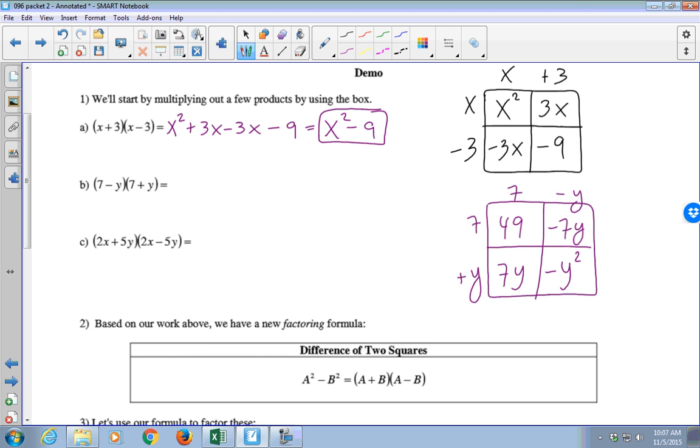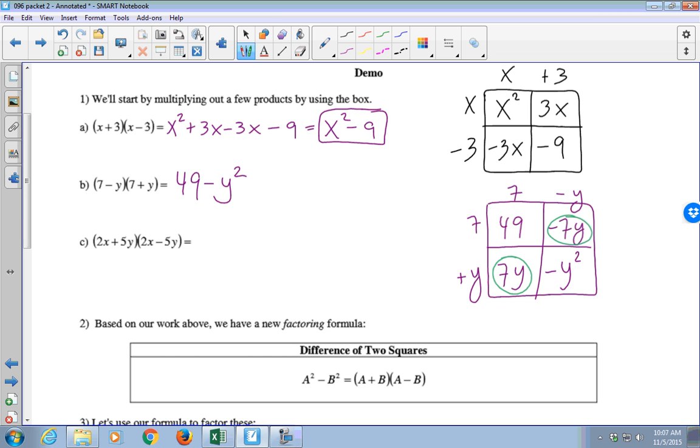Okay. And then you notice the 2 terms on the diagonal there, the 7y and the minus 7y, cancel. So when I write out my final answer, it's going to be 49 minus y squared. 49 is a perfect square, right? It came from 7 times 7. And then y squared is a perfect square. It came from y times y.